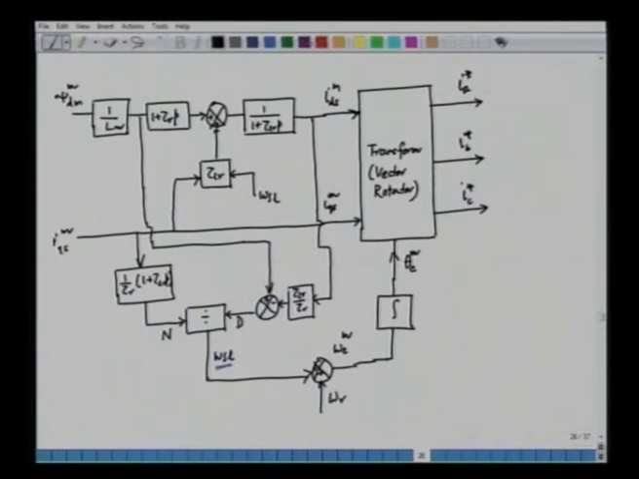Now, we must understand that air gap flux orientation is computationally intensive, because it requires a lot of signal processing, and this block which is shown in a dashed enclosure, this part of the circuit, can be termed a decoupling block.